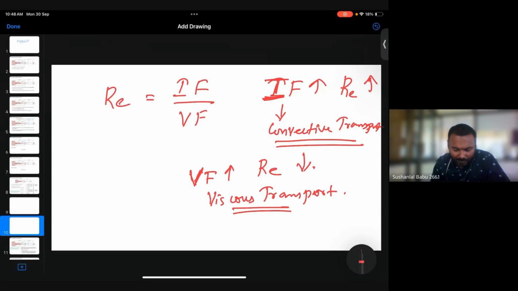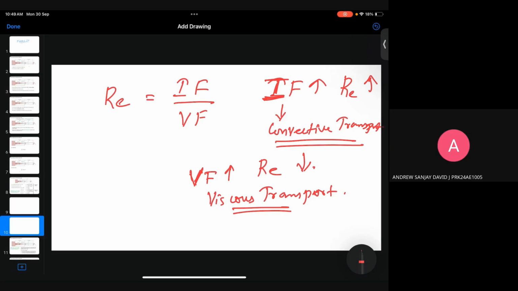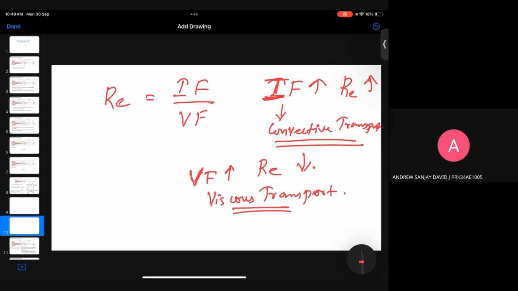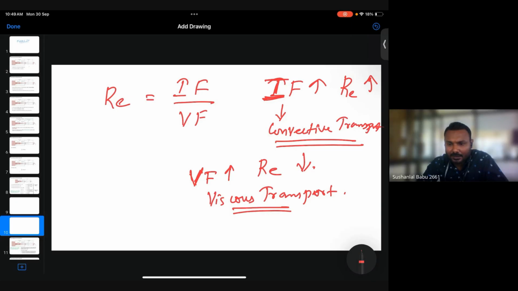So did you understand the Poiseuille flow and Couette flow? Some of the major differences between Couette flow and Poiseuille flow, can anyone tell what exactly the Couette flow is, what exactly the Poiseuille flow is? One of the plates moves in Couette flow. Yes, one plate fixed, one plate moving. In the other, both plates are fixed.